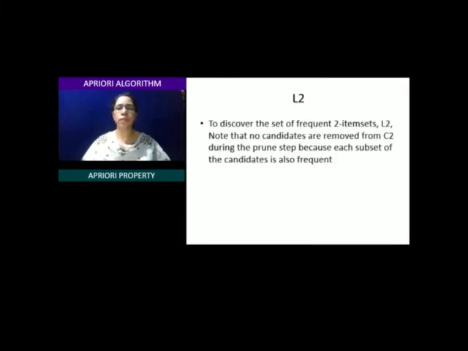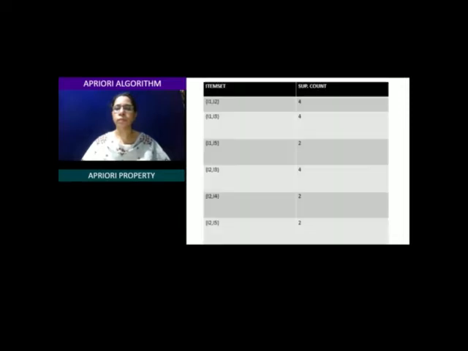That means selecting the items with support count or frequency count 2 or more. From C2 we are selecting those item sets with the support count 2 or more. This is L2: I1, I2; I1, I3; I1, I5; I2, I3; I2, I4; I2, I5.